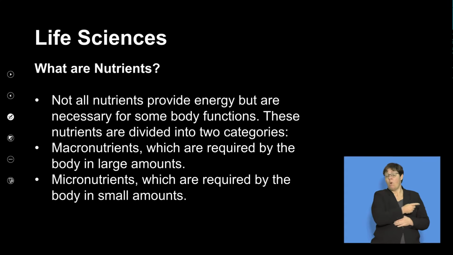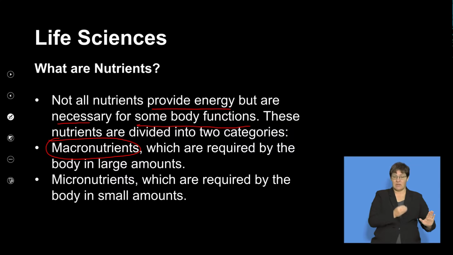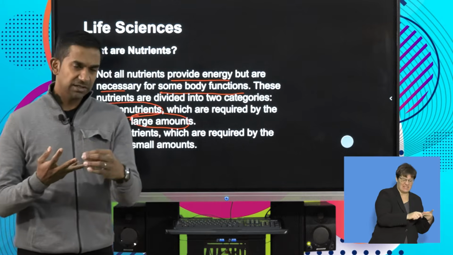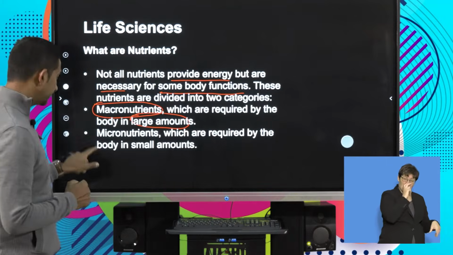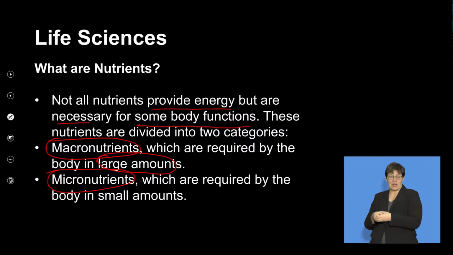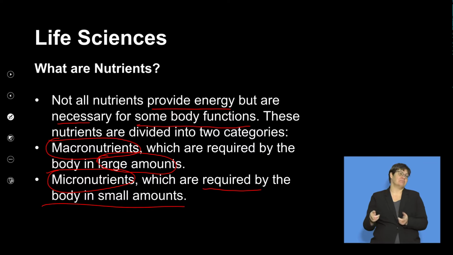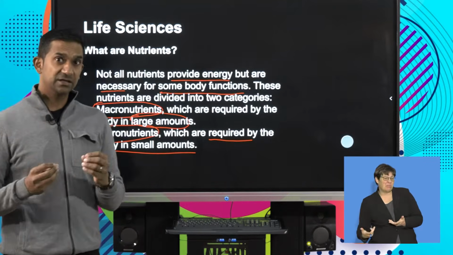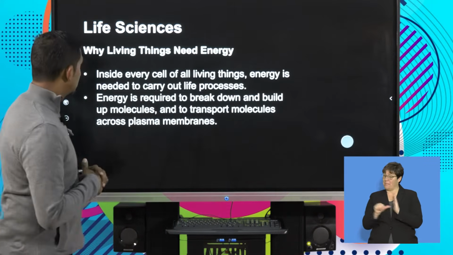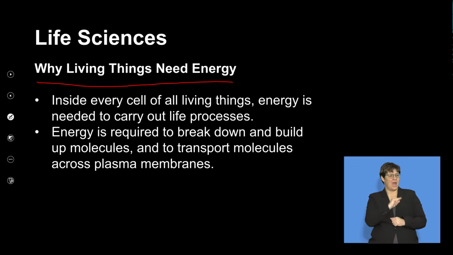Not all nutrients provide us with energy, but they are necessary for some body functions. These can be divided into two groups: macronutrients, which are needed in large quantities, so things like proteins, fats, lipids, and carbohydrates, which are needed in large quantities and daily. However, we also need some micronutrients, which are generally required in small amounts. These can be phosphorus, calcium, magnesium, and potassium, which are needed in small amounts but still are crucial.